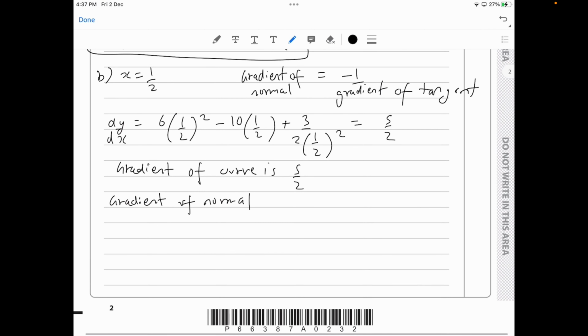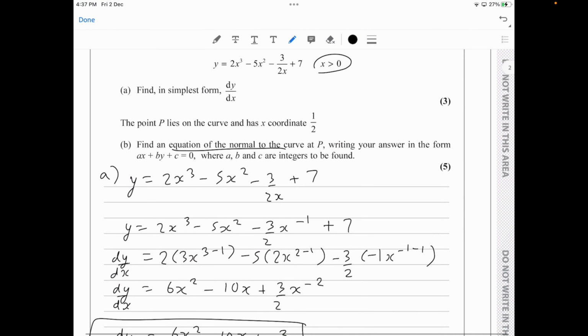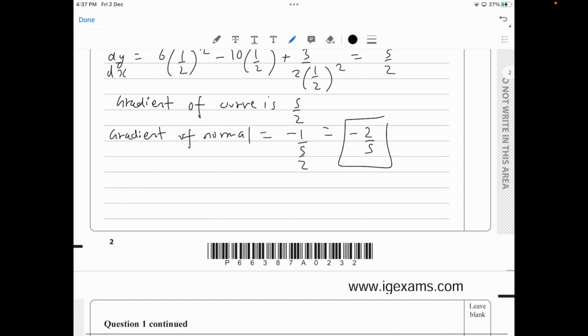So what we're going to do is find the gradient of the normal. You just do negative 1 divided by 5 over 2, which gives you negative 2 by 5. This is going to be the gradient of the normal. So now we know the gradient. Now all we need to do is write it in terms of y equals mx plus c. That's the notation we're supposed to be using in the equation.